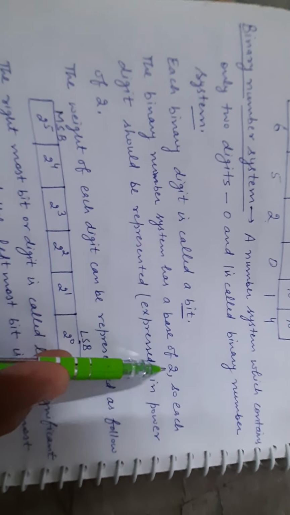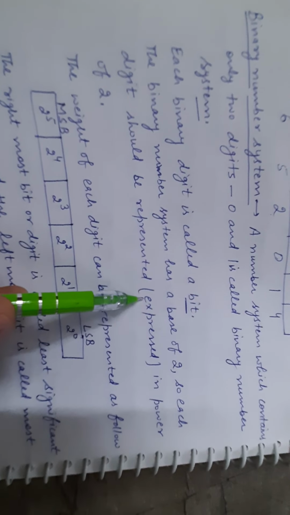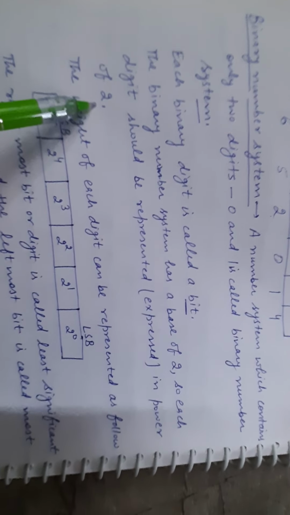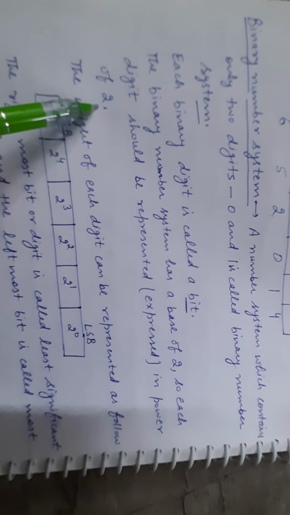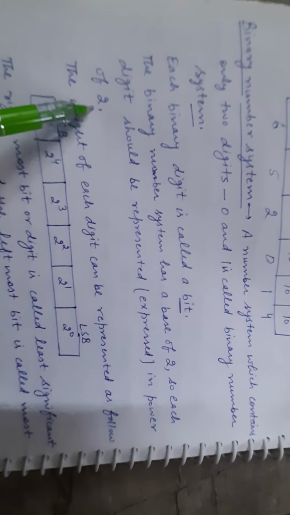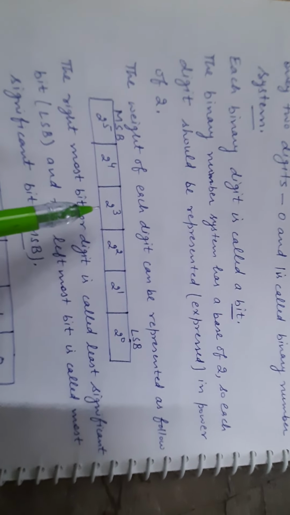In case of the decimal number system, the base is 10, but in case of the binary number system, the base is 2. So each digit should be expressed in powers of 2, because it contains only 2 digits. The decimal number system has numbers from 0 to 9, so it is expressed in powers of 10. But in this case it is powers of 2, because the binary system contains only two digits, 0 and 1.